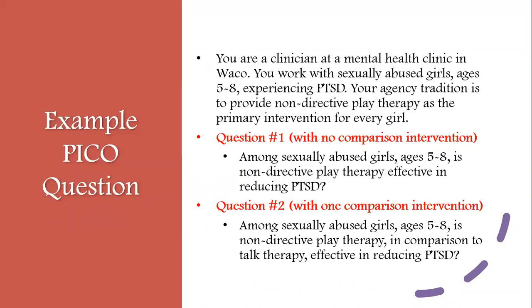So here's an example. You are a clinician at a mental health clinic in Waco. You work with sexually abused girls ages 5 to 8 experiencing PTSD. Your agency tradition is to provide non-directive play therapy as the primary intervention for every girl. Now, underscore this notion of agency tradition, right? So we might say, let's really take a closer look at this tradition, to see if this is really the most effective way to address this problem. There might be another way, okay?